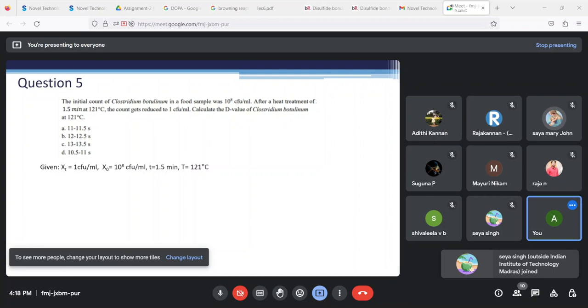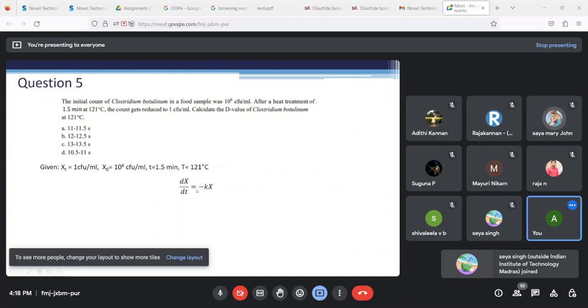When you're talking about microbial death kinetics, generally we consider it to be a first order reaction. That is, your rate is directly proportional to the amount of substrate. In this case, there's no substrate here. We're talking about the death of microbes. So it is directly proportional to the number of microorganisms present at that time. So dx by dt, which is the rate, is directly proportional to x. If you remove the proportionality constant, you have minus k into x.